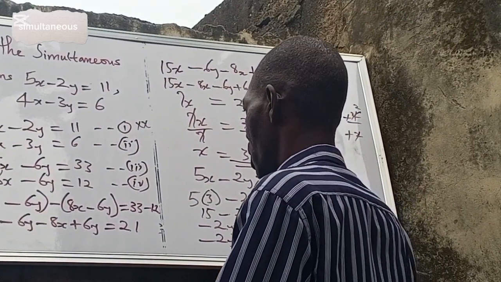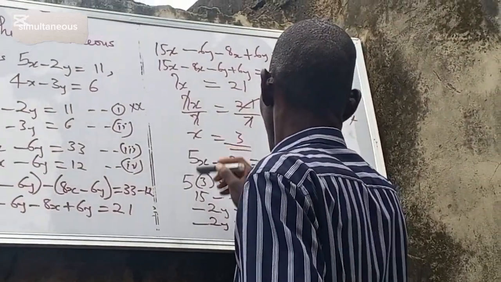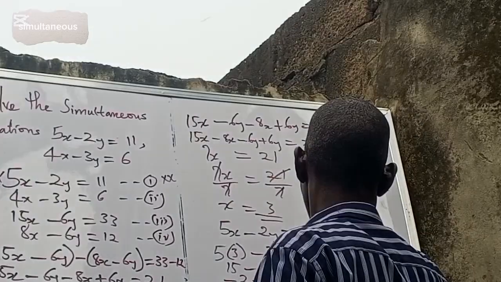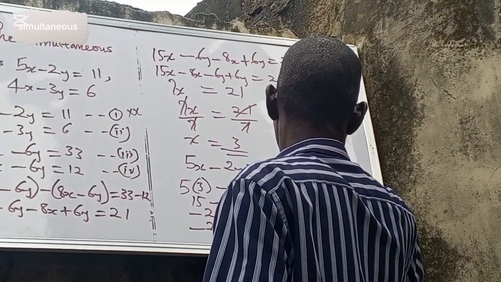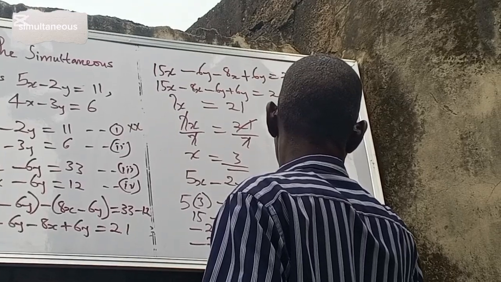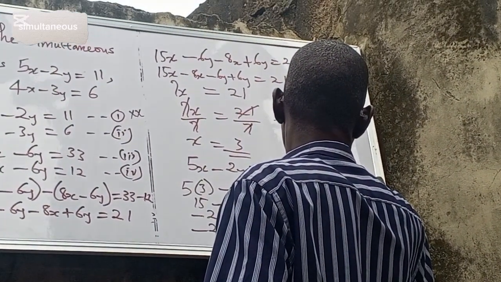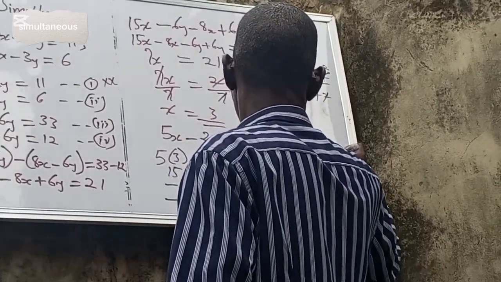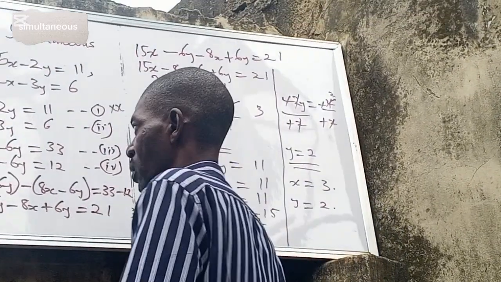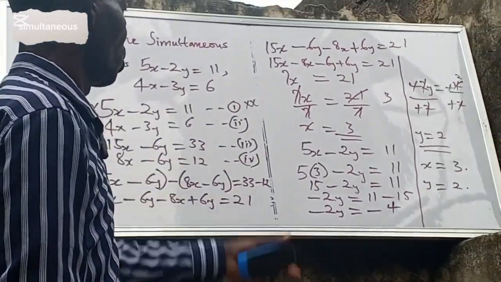So these are the answers: x is equal to 3, y is equal to 2. These are the answers for this particular question.